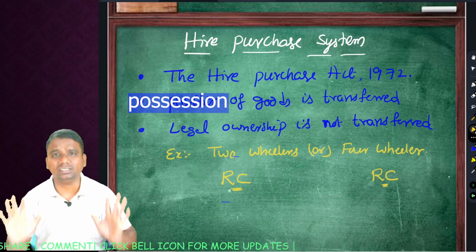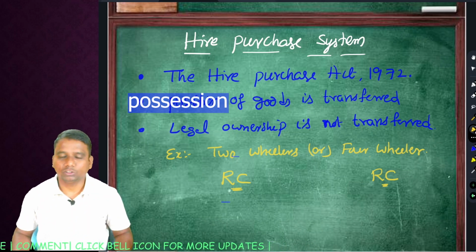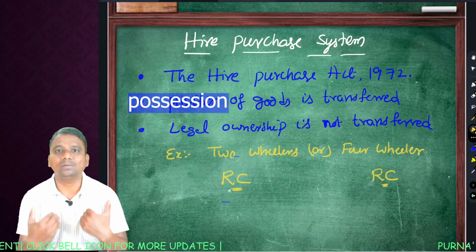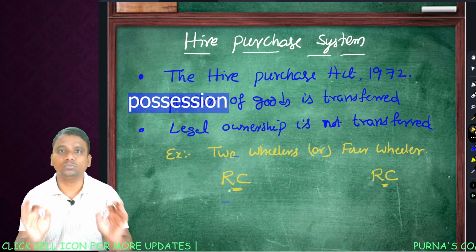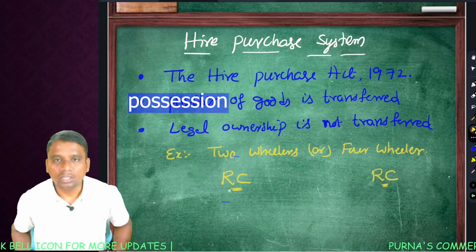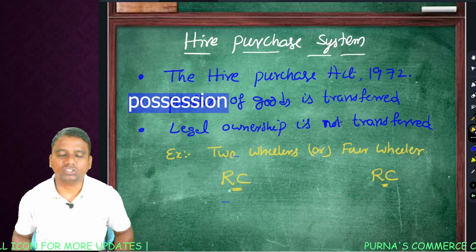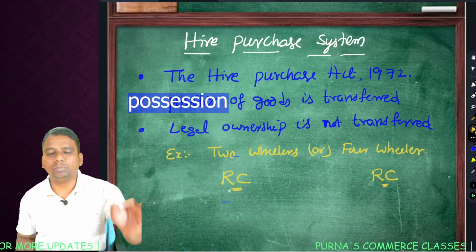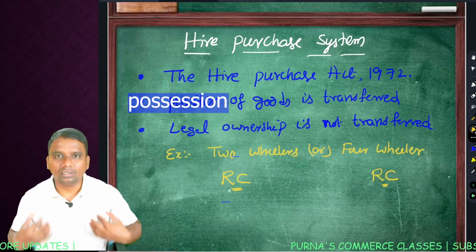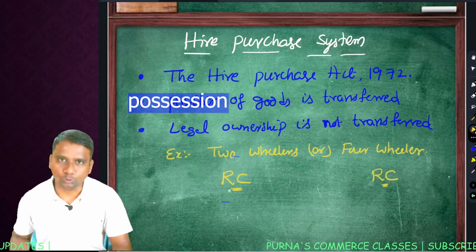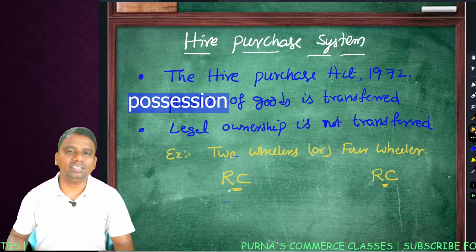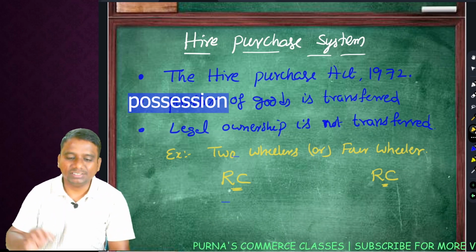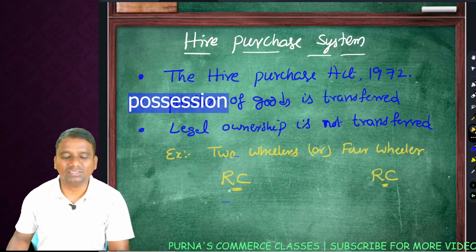This happens under hire purchase system. So as a seller, I transfer the goods, I transfer the possession, I am allowing you to use the product, but I am not transferring legal ownership. Till the last installment, the ownership is in my hands. After payment of the last installment, now I transfer the ownership to you. If you fail to pay any installment, I have the right to repossess my goods. This is called hire purchase system.